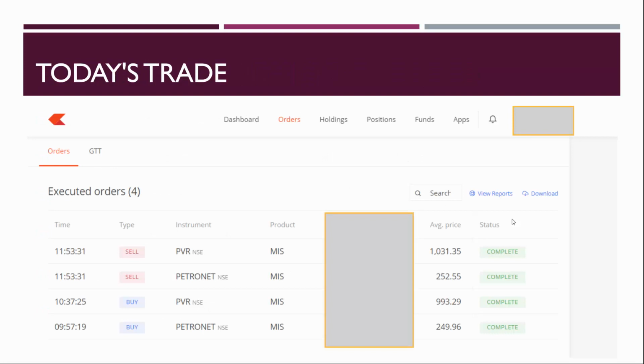So this is today's trade. So we entered PVR and Petronet. PVR at 993 point and Petronet at 250. We exited Petronet at 252 and PVR at 1031.